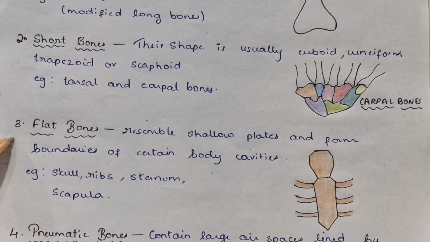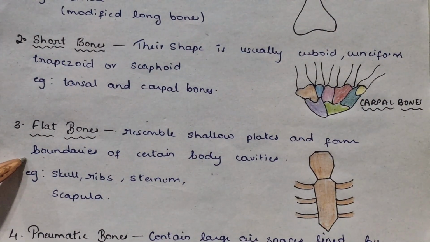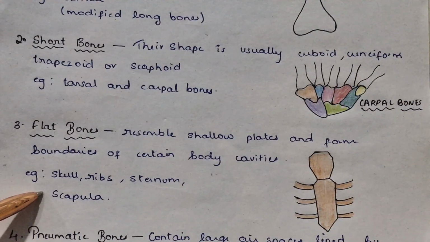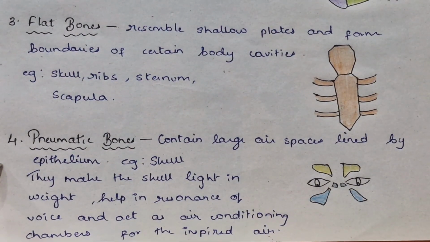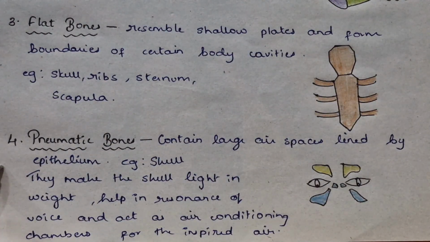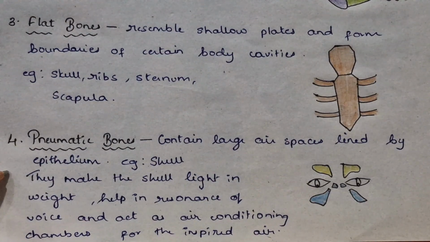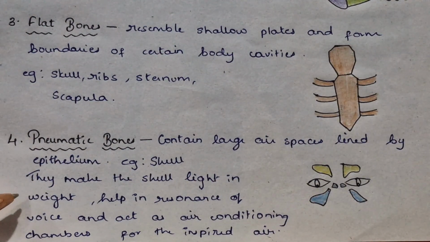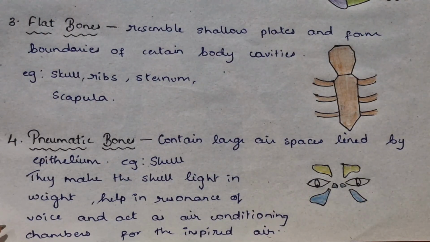The third one is flat bones. They resemble shallow plates and form boundaries of certain body cavities. For example, skull, ribs, sternum, scapula. The fourth one is pneumatic bones. They contain large air spaces lined by epithelium, for example, the skull. They make the skull light in weight, help in resonance of voice, and act as air conditioning chambers for the inspired air.